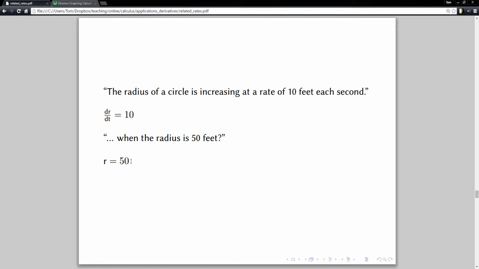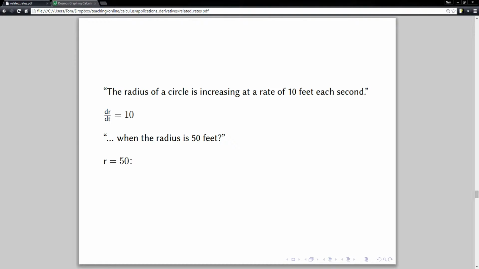Don't plug in any specific values until after you take the derivative, unless you're certain that quantity is not changing. If the quantity is not changing, then you're better off plugging in the constant. Like if the radius never changed and was always 50 feet, you'd probably be better off plugging in 50 feet. But we'll get into that in later problems. Here the radius is definitely changing, and so you want to wait until after you take the derivative to plug that in.